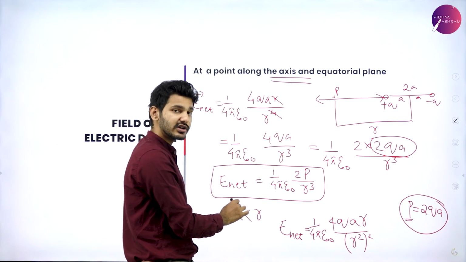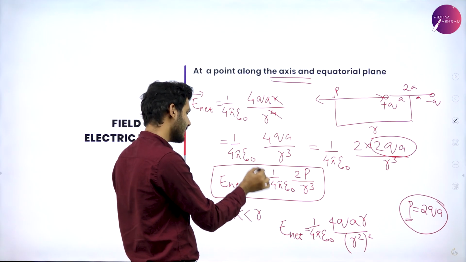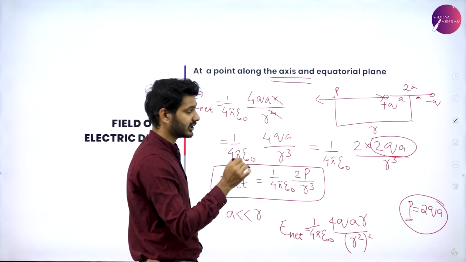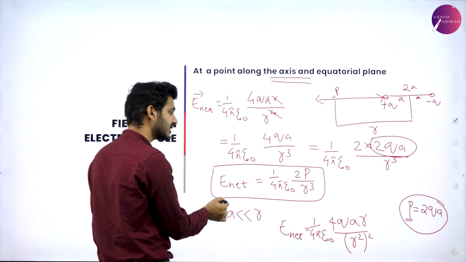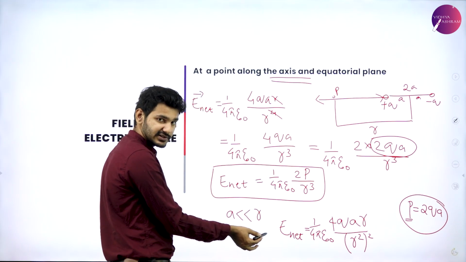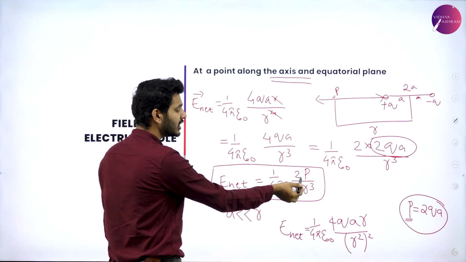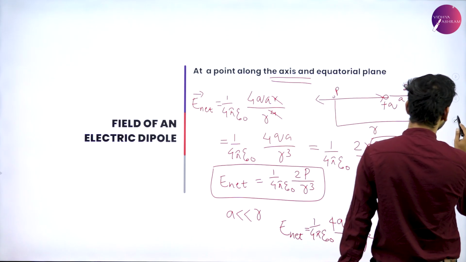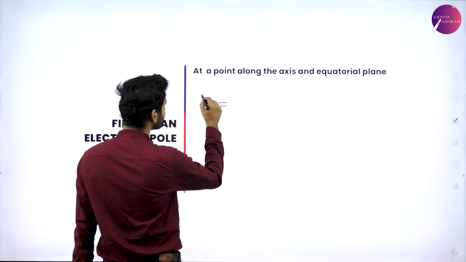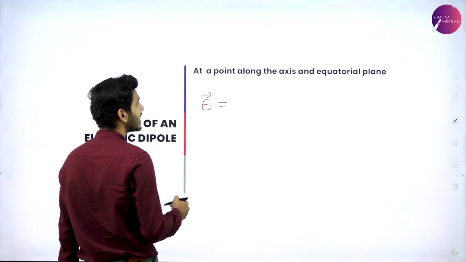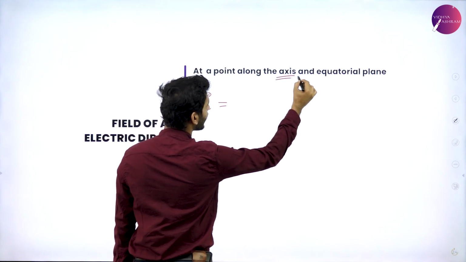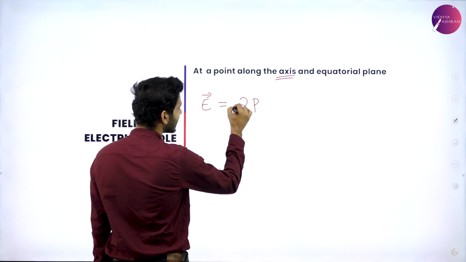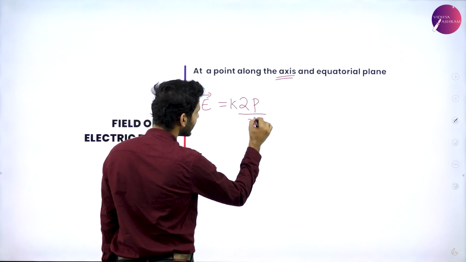So we have found out that if we take a point P in the axial direction at R distance away from a dipole center, then we'll get the electric field as 1 by 4 pi epsilon 0, or simply K, into 2P divided by R cube. So what does this actually mean? E, the electric field at an axial point, will be equal to K into 2P divided by R cube.